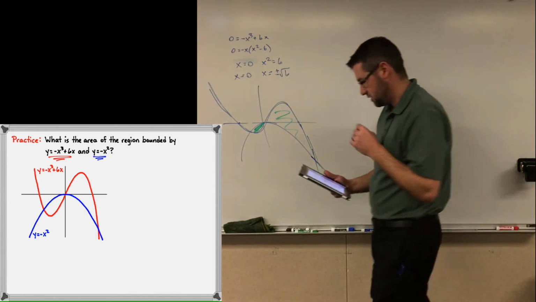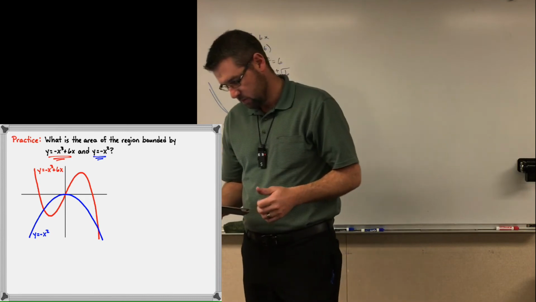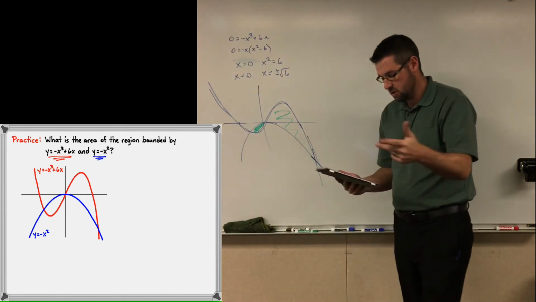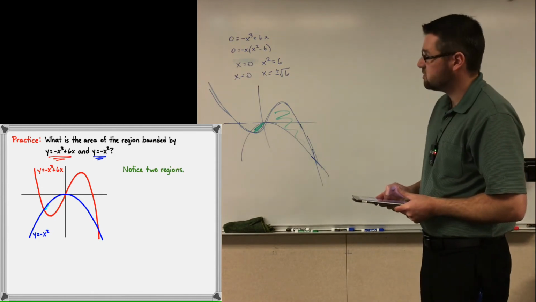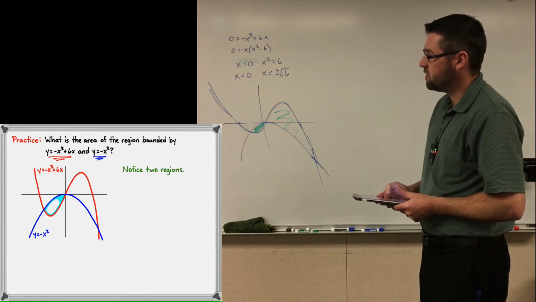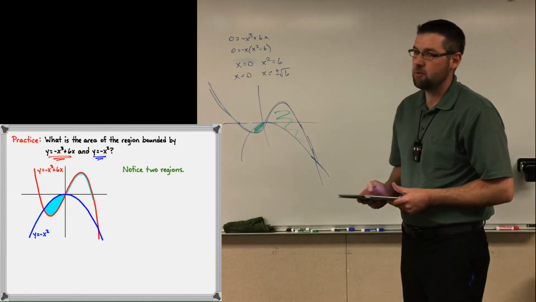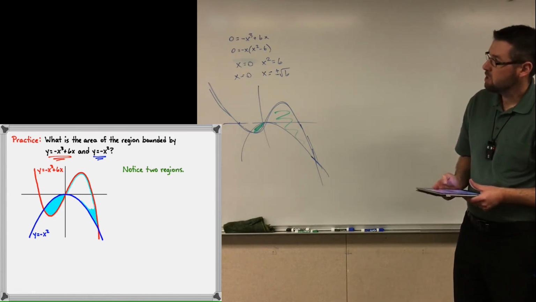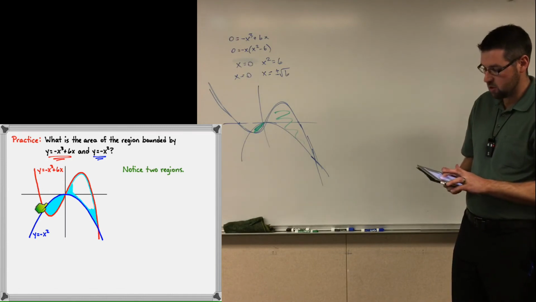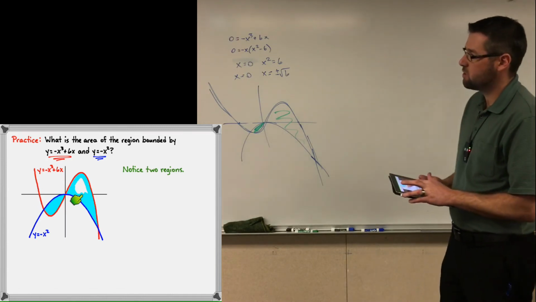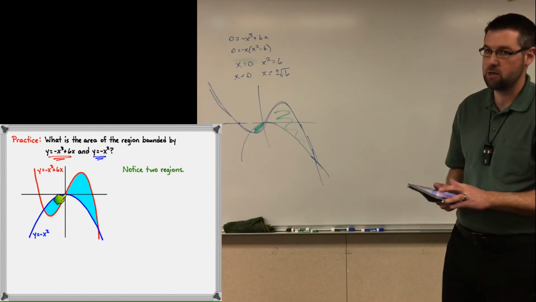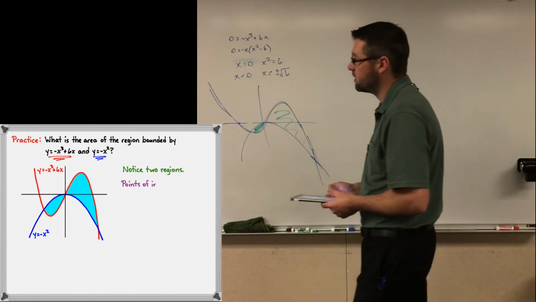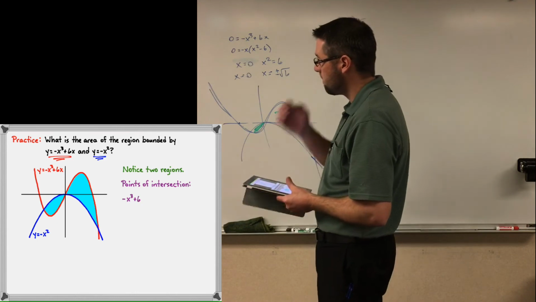What were our points of intersection? 3, 0, and negative 2. So again, we do have 2 regions. For the first region, what is the upper function? Negative x squared. We can see that the blue curve is above the red curve here, but in this region, the red curve is above the blue curve. That indicates that we need to separate our integrals. So we're going to find our points of intersection by setting them equal to each other.